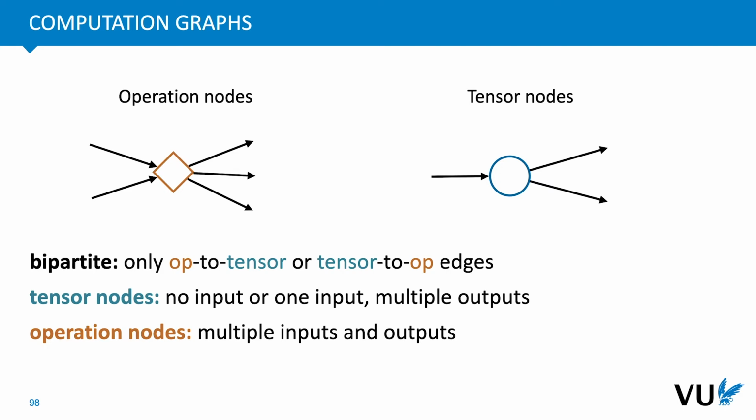We need to be a little bit more precise than we have been before about computation graphs. So from now on, we will draw them using 2 different types of nodes. The operation nodes, which represent the functions, the computations being performed on the tensors, and the tensor nodes, which represent the tensors that form the inputs and outputs of the computations, of the operations. The graph is bipartite, so an operation node can only connect to a tensor node, and a tensor node can only connect to an operation node. Tensor nodes have either no inputs, in which case they are the inputs of the computation graph, or they have one input, which is the operation node that produced them. And operation nodes can have multiple inputs and multiple outputs.